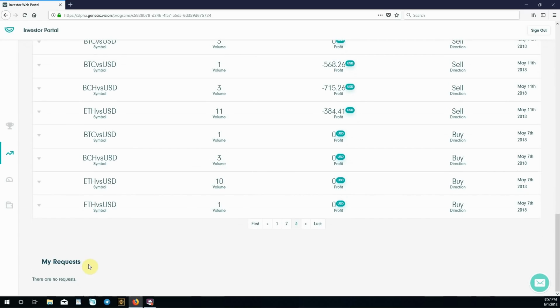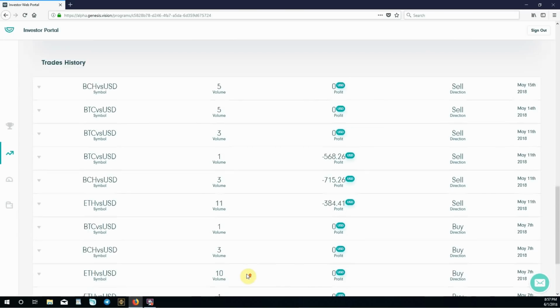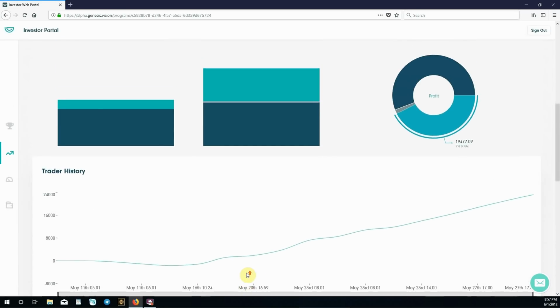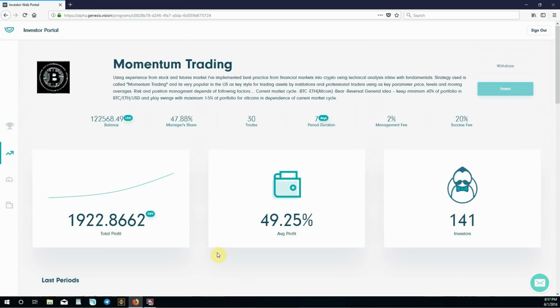We go down to my requests, but because we just created this account, we're trying to find a manager to invest in. We have not made a request to invest in a program yet, so there is nothing here. All of this looks really good. This trader is doing a great job. We like his numbers. We like his returns. We like his management, his success fee. It's reasonable. We want to invest. So let's go do that.